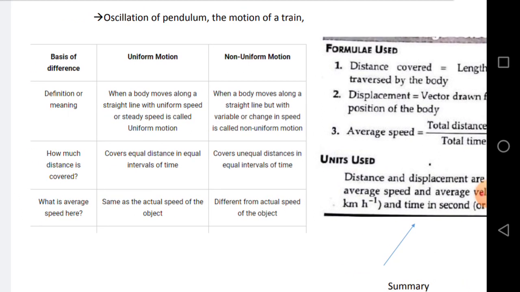Okay, this is the basic difference between uniform and non-uniform motion. Uniform motion means the body moves along a straight line with uniform speed or steady speed. Non-uniform motion means the body moves along a straight line but with variable or changing speed. In uniform motion the body covers equal distance in equal time interval, in non-uniform motion unequal distance in equal time interval. And in uniform motion, the average speed is the same as the actual speed of the object, but in non-uniform motion it is different from the actual speed of the object.